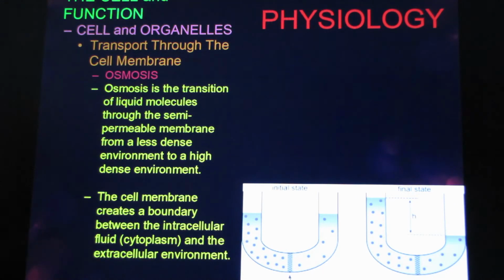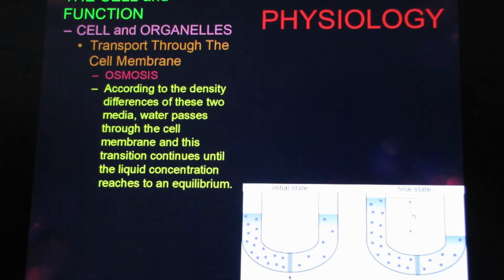The cell membrane creates a boundary between the intracellular fluid and the extracellular environment in living things. So osmosis continuously happens. According to the density differences of these two media, water passes through the cell membrane, and this transition continues until the liquid concentration reaches an equilibrium.